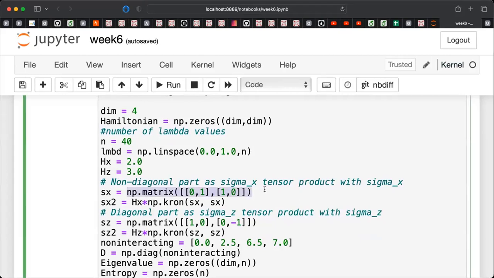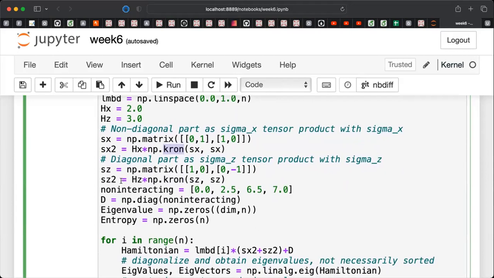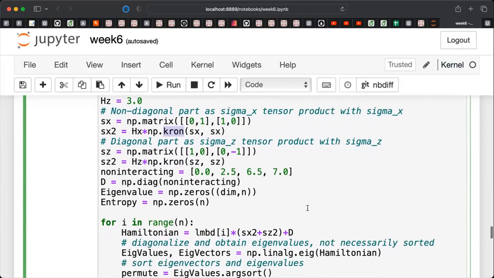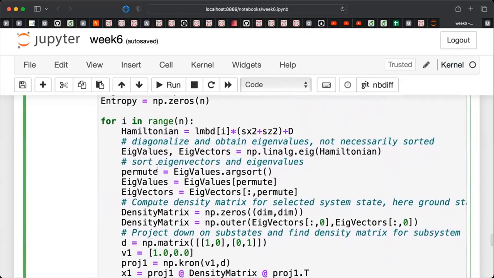The matrix which I have is this one. So this is sigma x tensor product with sigma x, and that's given by this Kronecker operation. And then I have the same for the sigma z matrix. So I'm setting up the 2 matrices here. And then I just give the eigenvalues for the non-interacting case in terms of these matrices. So I set up the non-interacting part, I calculate the eigenvalues, and then I calculate a Hamiltonian here, where the eigenvalues will be given in terms of this lambda parameter, which is a strength for the interaction of these Pauli matrices, plus the diagonal part.